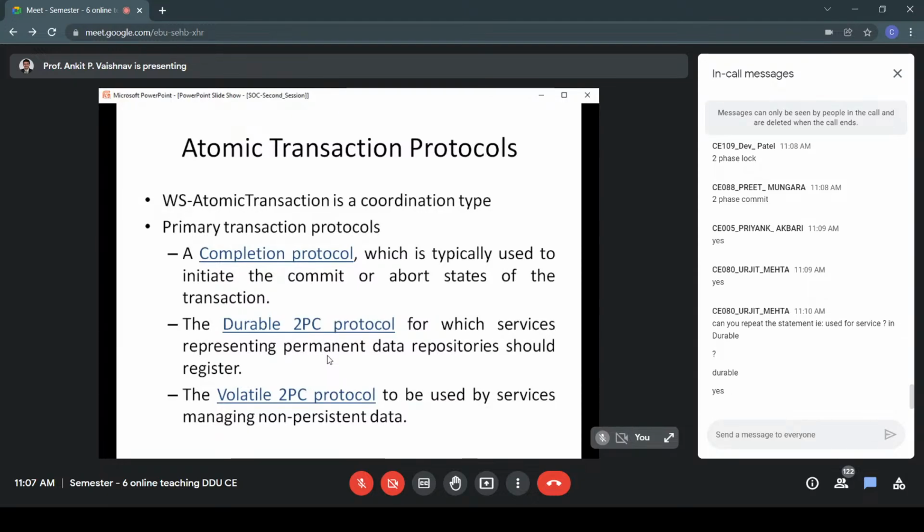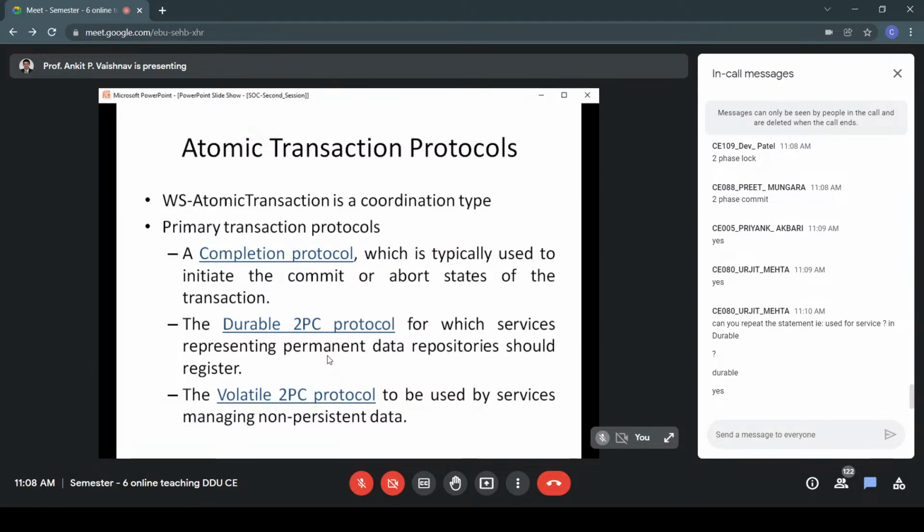So wherever data is critical, we will follow the durable two-phase commit protocol. Where the data that we are using is non-critical, then we will register for volatile two-phase commit. But if you have registered for either durable two-phase commit or volatile two-phase commit, whenever you are done with your task, you have to register for the completion protocol.